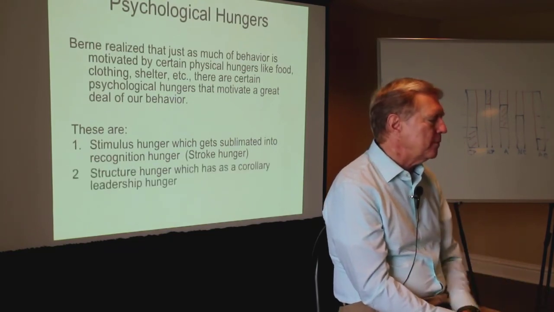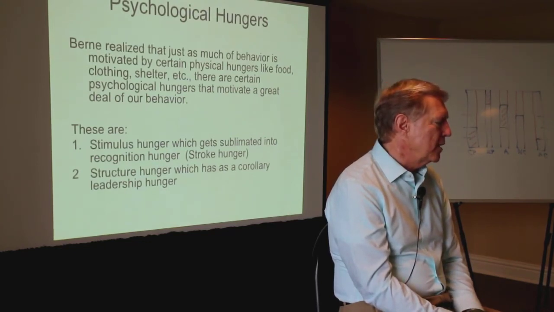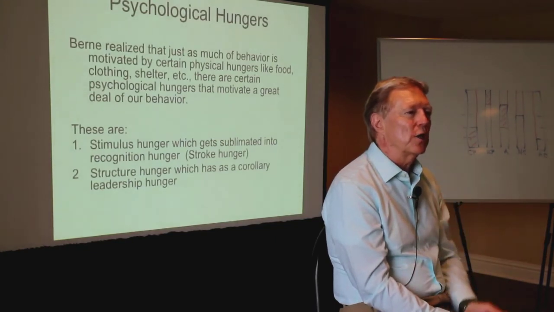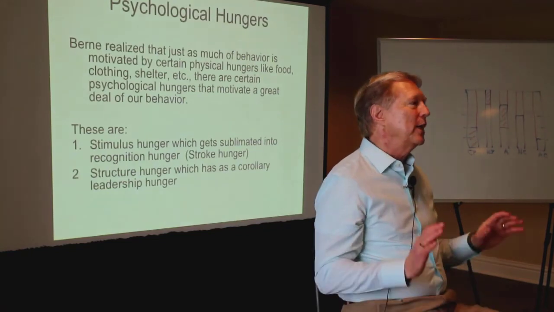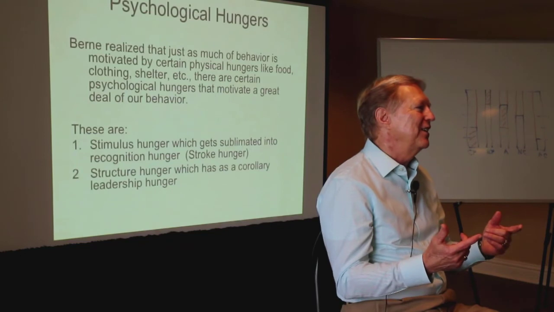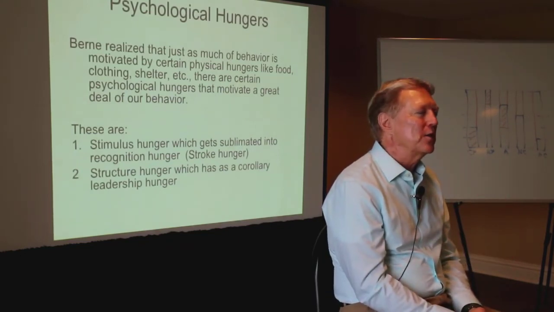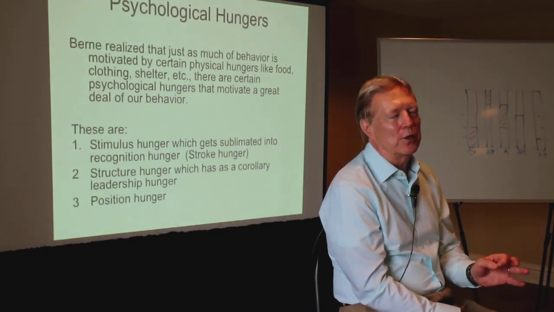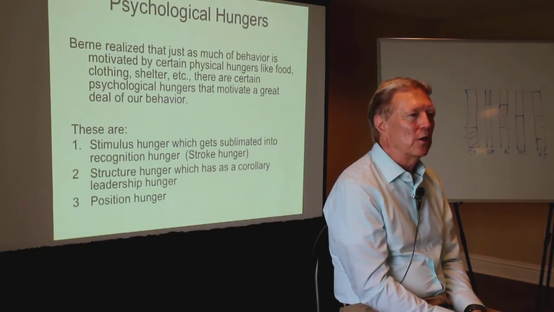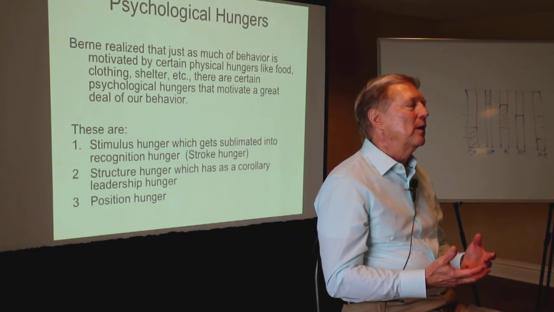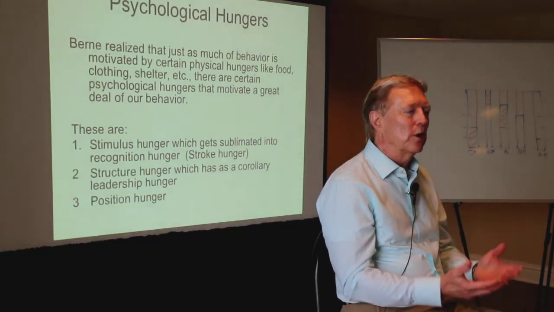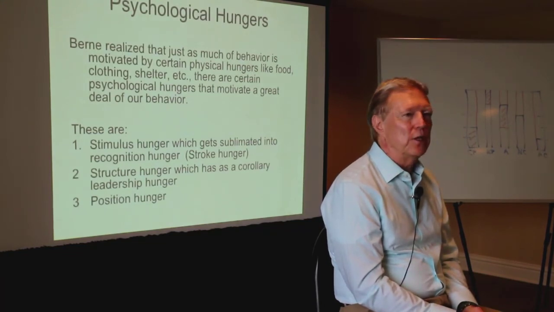The second type of psychological hunger is structure hunger, which has as a corollary leadership hunger. We often look for leaders to provide meaningful ways of structuring our time. Most of the time when people are in a group that doesn't have a leader, the first thing they do is elect one in order to have some structure to the group, so they're not just sitting there floundering, not knowing what to do. A third type of hunger that Berne did not talk so much about, but Claude Steiner talked about, is what he called position hunger. That's a psychological hunger to maintain the basic existential position in terms of being okay or not okay that we decided upon or concluded very early based on how we were interacted with. And I'll talk about each of these in a little more depth.